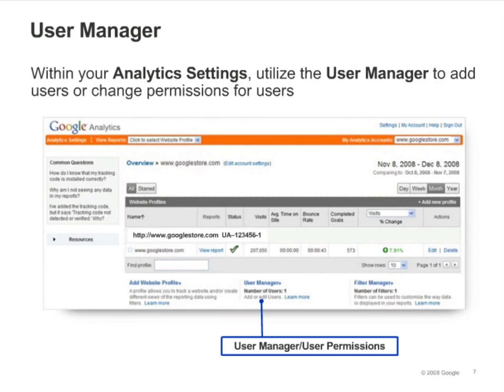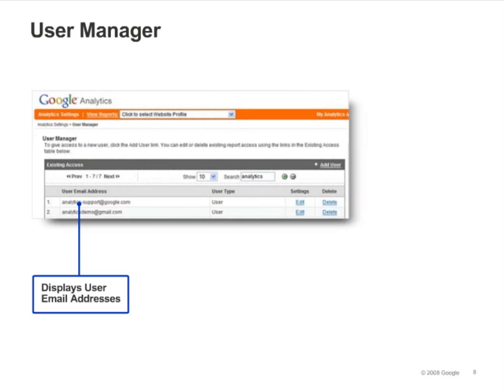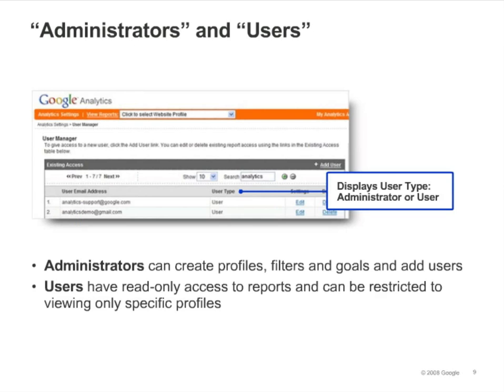To give other users access to your Google Analytics account, you use the User Manager, which you can access here from the Analytics Settings page. Inside the User Manager, you can view all of the users who currently have access to your account. There are two types of Google Analytics users.